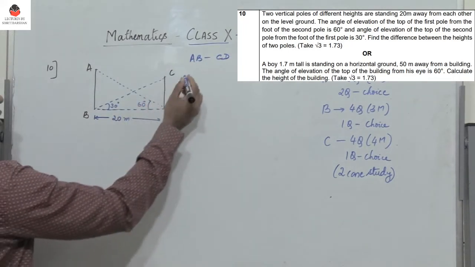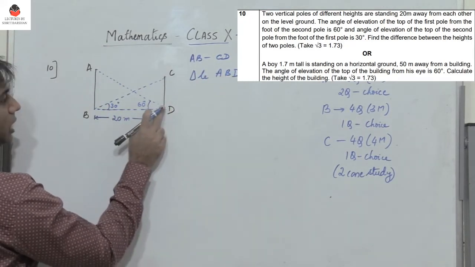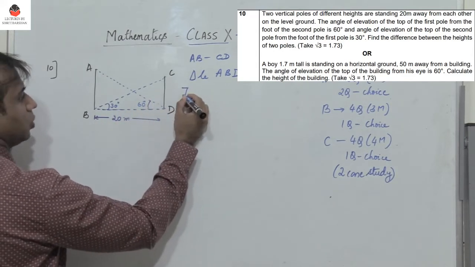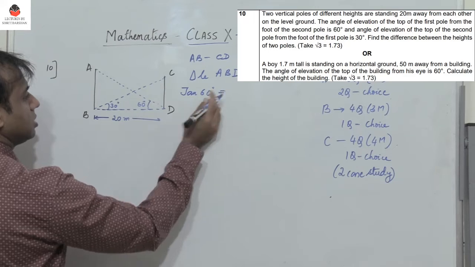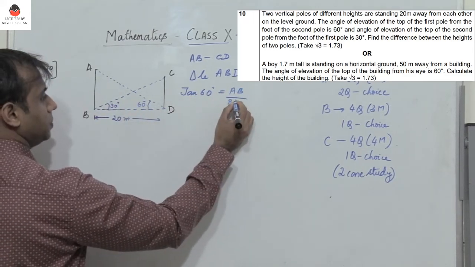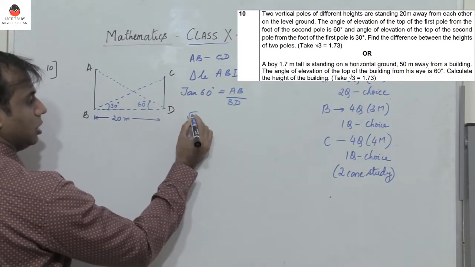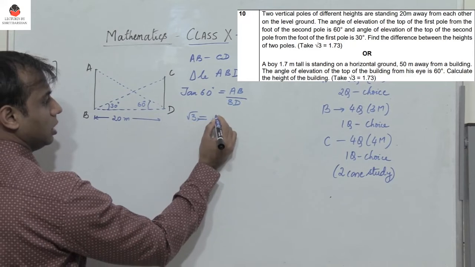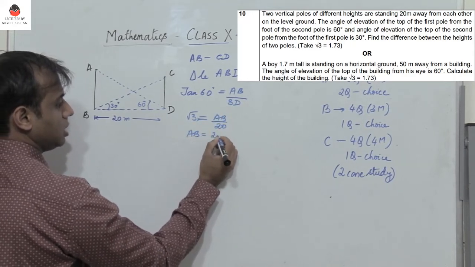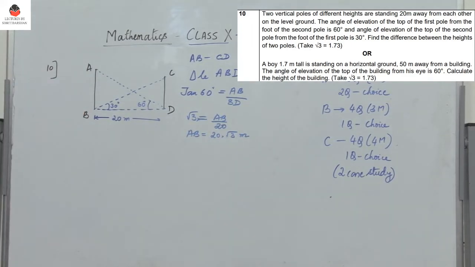So very simple problem. Consider triangle ABD. Angle D is 60 degrees. So what is tan 60? Tan 60 is the opposite side, which is AB, divided by the adjacent side BD. BD is 20 meters and we know that tan 60 is root 3. So root 3 equals AB divided by 20, or AB equals 20 into root 3 meters. So we have found the value of AB.